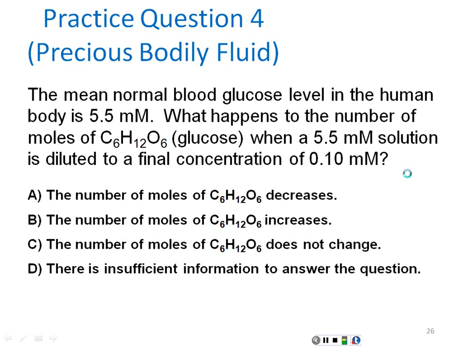Hopefully, you remember from just a couple slides ago, the number of moles doesn't change. Whatever volume you have that you're diluting, that's what's changing. But if you start with, let's say, 5 total moles and you dilute that, you still have 5 total moles. It's just the volume that is increasing to give you a lower concentration.